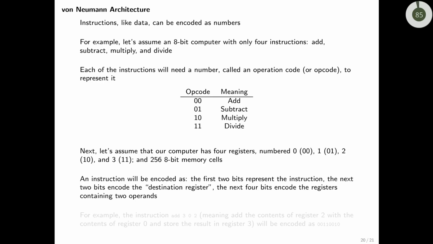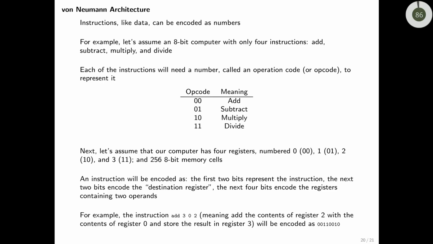Now, here is how an instruction is going to be encoded. It's going to be encoded using 8 bits because we are on an 8-bit computer. The first 2 bits are going to represent the operation: add, subtract, multiply, or divide. The next 2 bits are going to represent the destination register, which is the register that is going to store the result of the operation. And then the remaining 4 bits are going to encode the registers containing the 2 inputs, or the 2 operands.